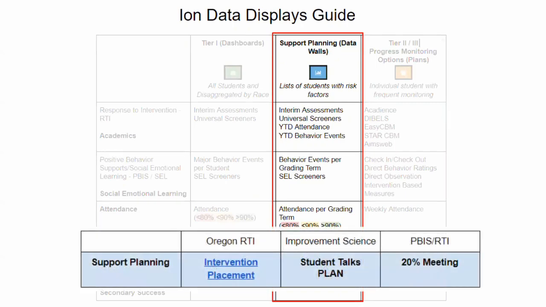Depending on the initiative and the training your team has received, the support planning review can take on several different names. Your teams might know it as an intervention placement, student talks, the plan part of the plan, do, study, act cycle, or a 20% meeting. In the documentation, we've attempted to call out all these different names as well as to link to some resources for each. The support planning review is the time to look at the individual support students need and should occur at regular intervals throughout the school year as soon as possible after data comes available, often around the same time as your Tier 1 core data review.